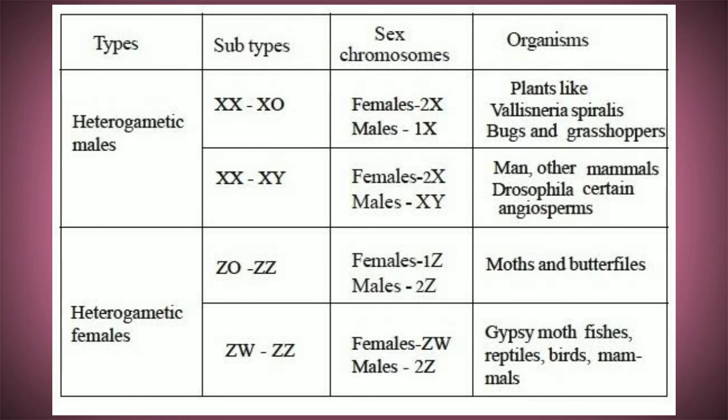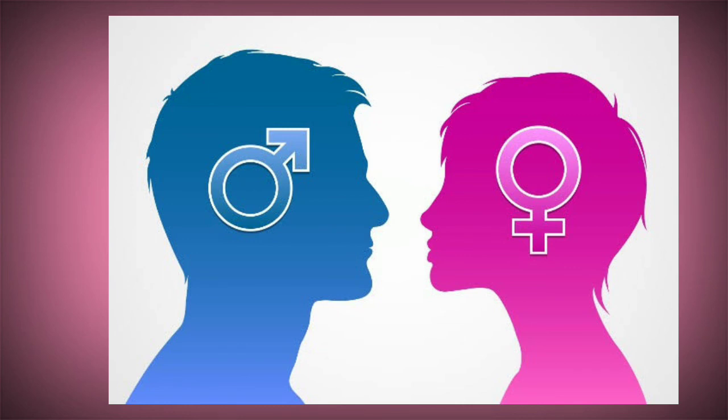So with this we have learned that there are two types of chromosomes within the nucleus, and these two types of chromosomes express different characters, and on the basis of the sex chromosome, the sex of a particular organism is determined, that is, whether that individual will be male or female.